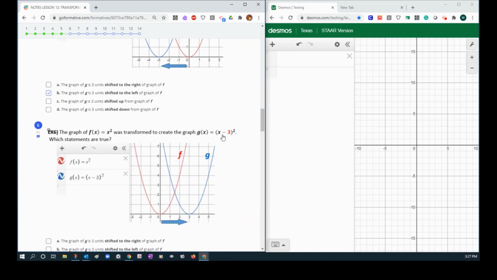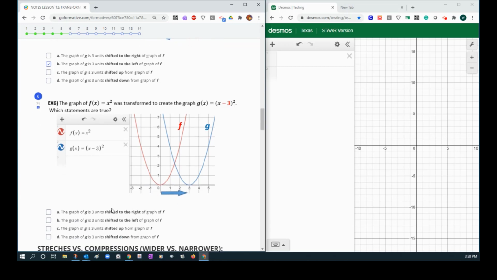And here we have a similar problem, but now we have a negative 3 inside the parenthesis. If it's inside the parenthesis, that means the movement is going to be horizontal and it's going to be counterintuitive. So that means instead of going to the left, we're going to go to the right 3. So that means this has been a shift to the right 3 units.